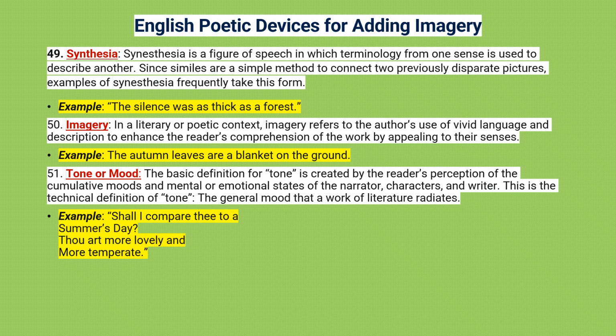So students, this brings us to the last slide on the various literary and poetic devices. The first one given over here is synesthesia, which is very much similar to simile. Synesthesia is a figure of speech in which terminology from one sense is used to describe another. The example itself makes things very clear. The next one is imagery. In a literary or poetic context, imagery refers to authors' use of vivid language and description to enhance the reader's comprehension of the work by appealing to their senses.